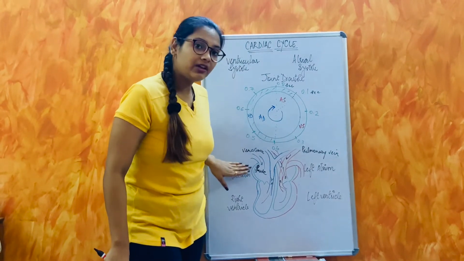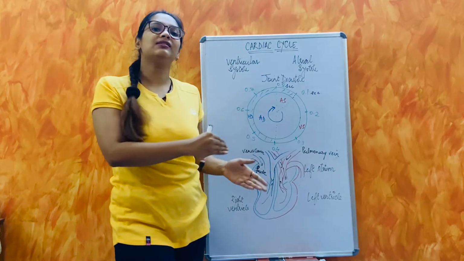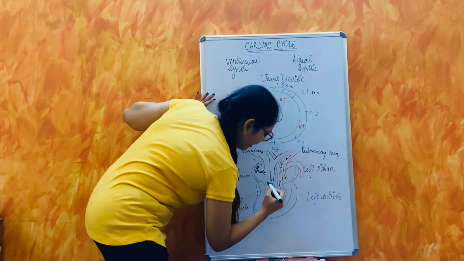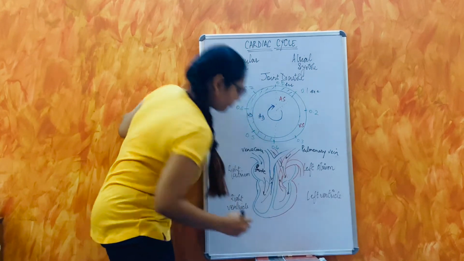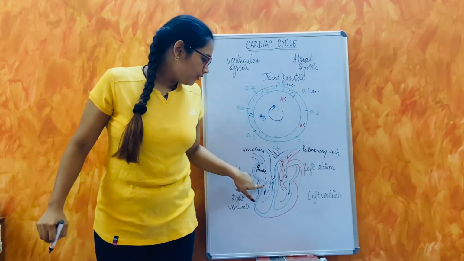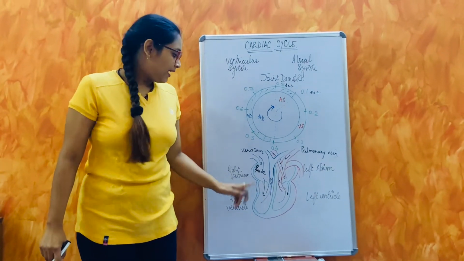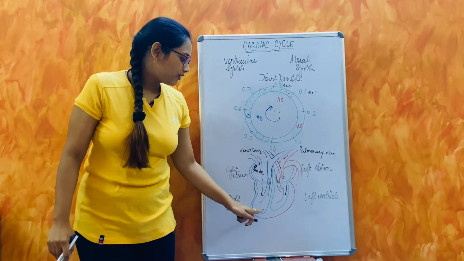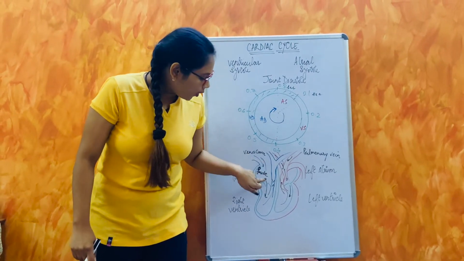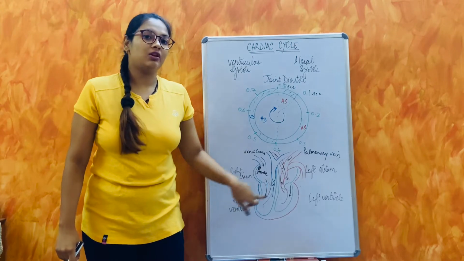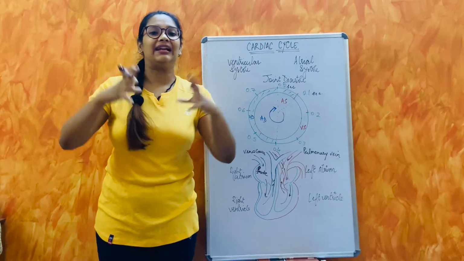Here, after the SA node has generated the potential, the atria contract, and as a result the blood goes to the respective ventricles. Here the valves open, these are atrioventricular valves, and this is the interatrial valve and this is the interventricular valve. So the atrioventricular valves open. Why? Because the pressure in the atria is more.